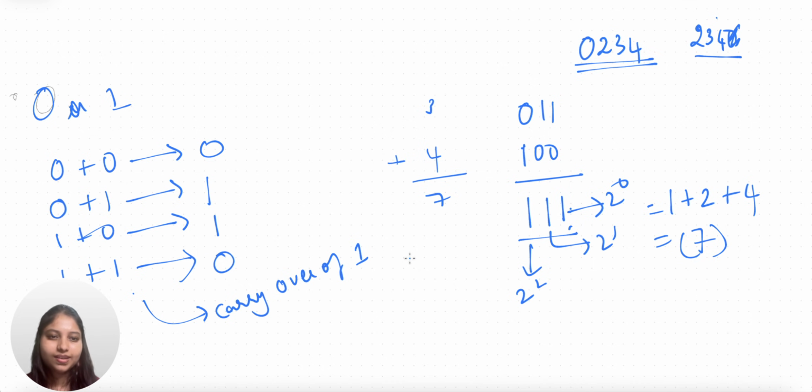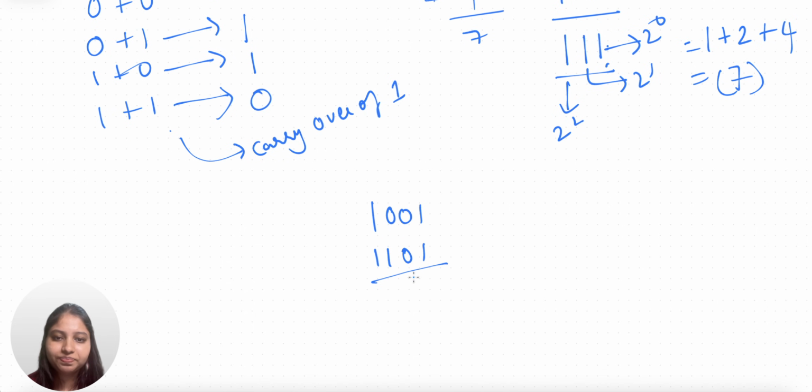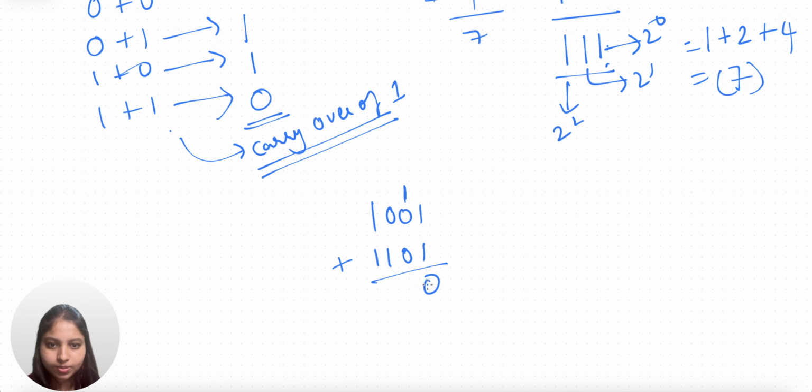Okay, now let's just increase the intensity and see how the carryover is applied. So let's take an example of 1001, and then you have 1101. Okay, we're going to apply binary addition. So 1 plus 1 is 0, but then there is also a carryover of 1 to the next value, right? So 1 is being carried over.